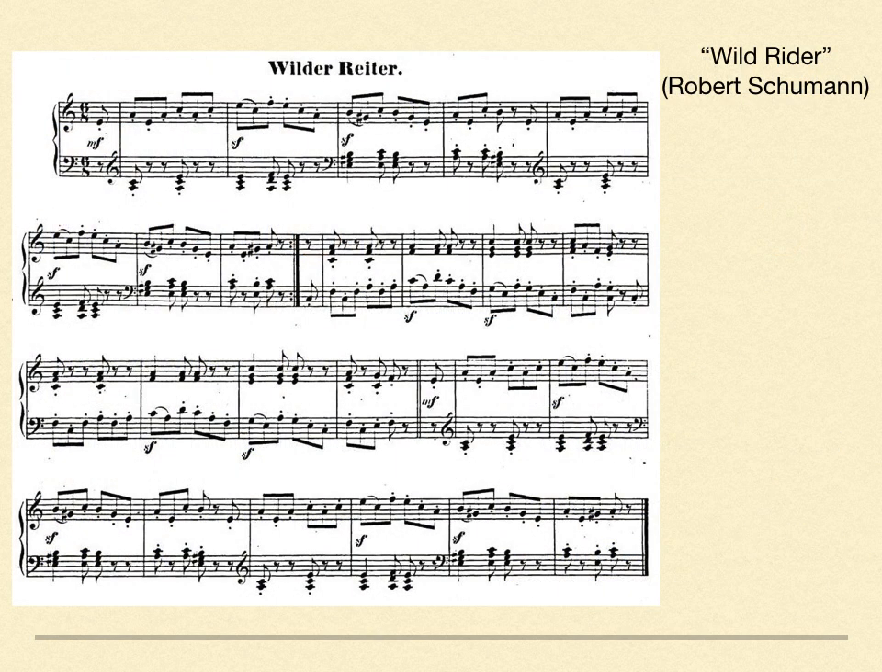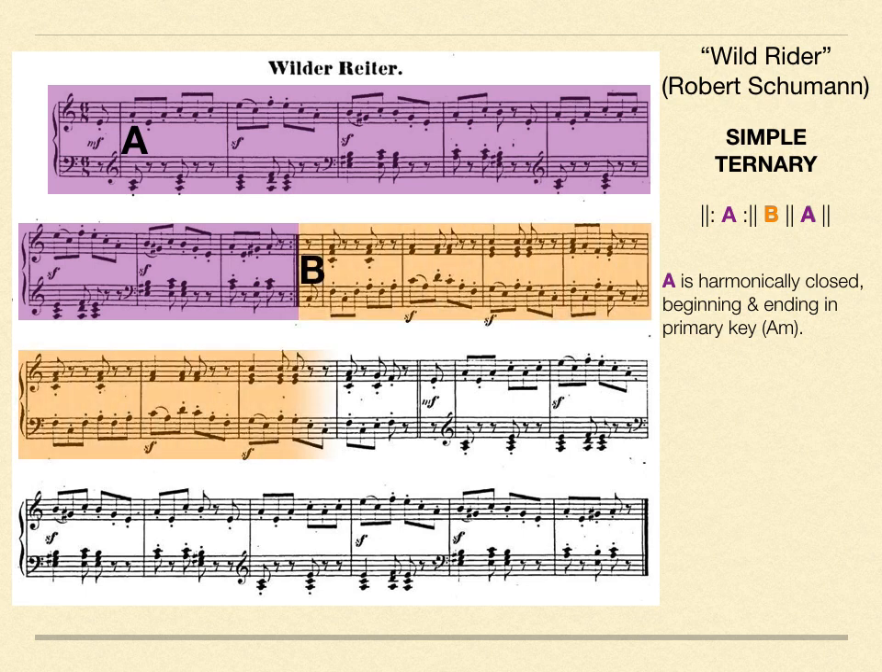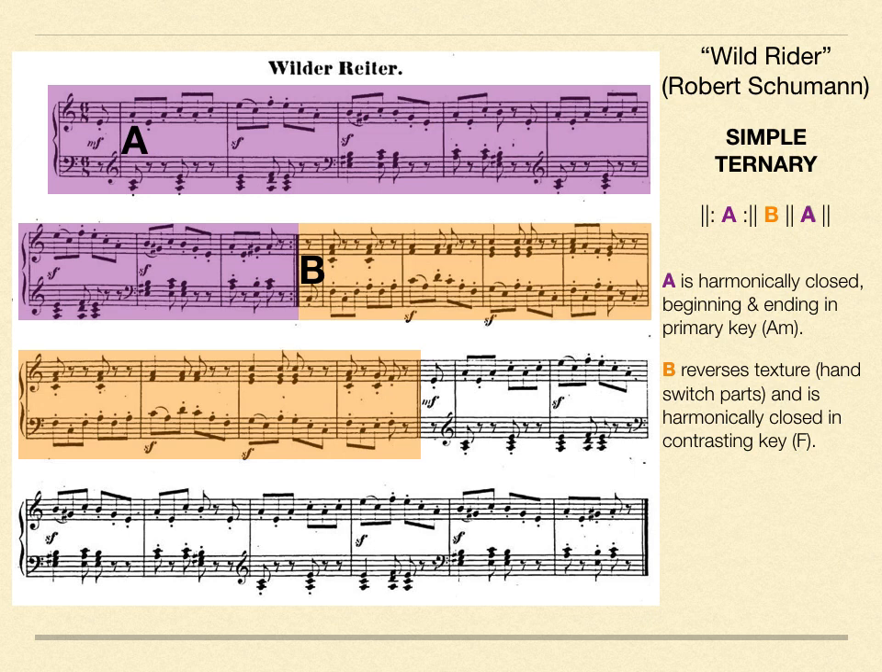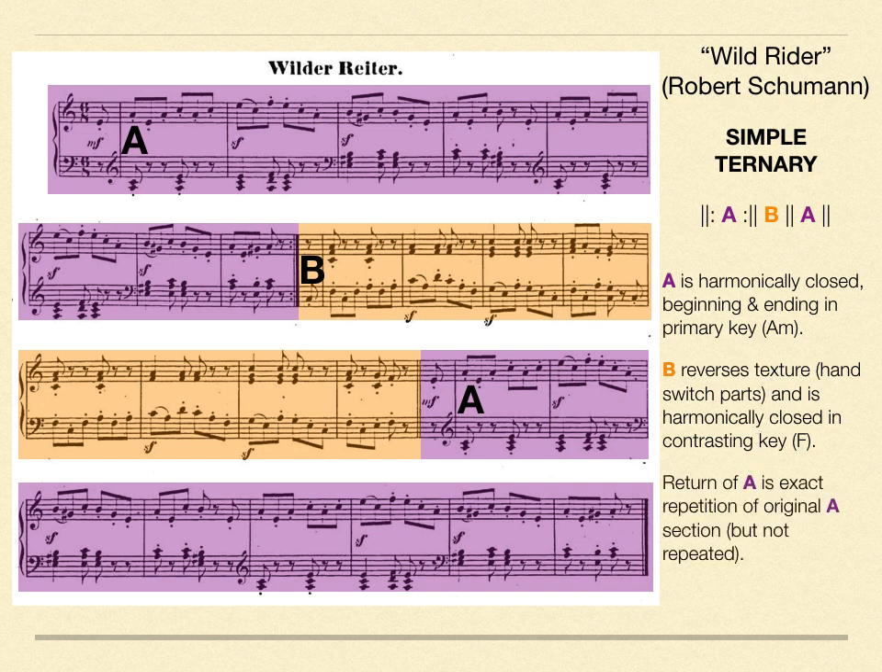Robert Schumann's Wild Rider, from his Album for the Young, is an example of simple ternary form. The A section is harmonically closed, ending with a perfect authentic cadence in the primary key of A minor. The B section features a reversed texture in a contrasting key, F major. A returns unchanged except for a lack of a repeat. As the example is playing, observe how the cadences contribute to the sense of independence of each section.